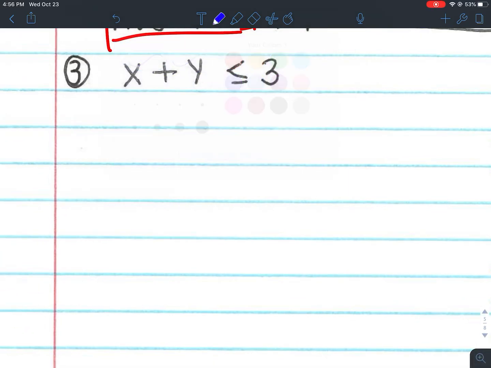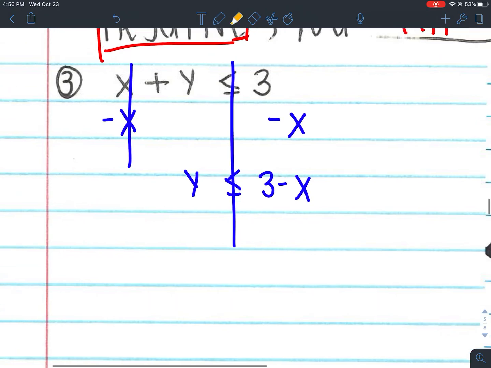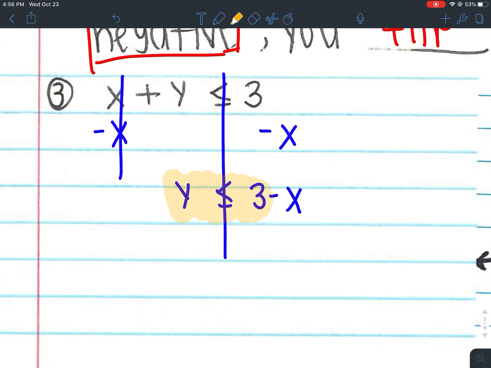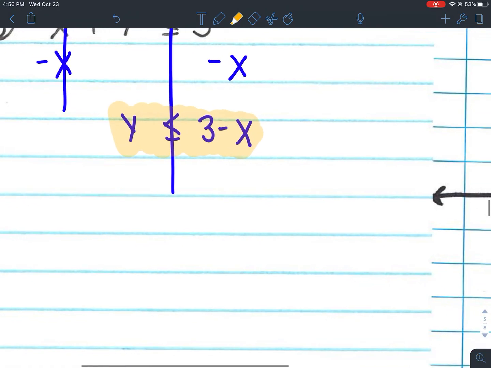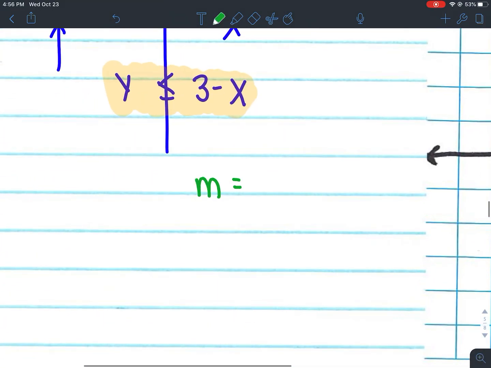Okay? So starting on number 3, we have x plus y is less than or equal to 3. Well, because y is not by itself, I cannot graph it the way it is. So you still want to treat it like an equation by getting that y by itself. So in order to get that by itself, I would subtract x on both sides. X minus x cancels and becomes 0. I have y is less than or equal to 3 minus x. So my new inequality is now this.